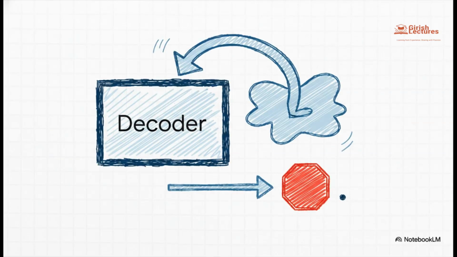But here's the cool part. It doesn't just stop there. For longer sentences, the decoder takes its own output, the word vamos, and feeds it right back into itself as input for the next round. It keeps doing this, generating one word at a time, in a loop, until it finally predicts a special end-of-sentence token. That's its cue to stop, telling it the job is done.